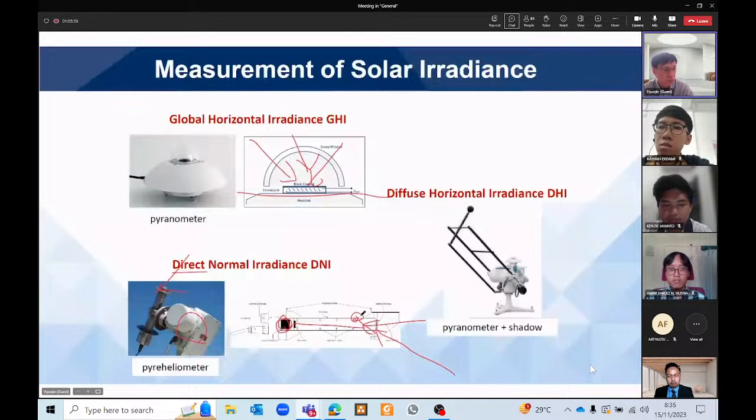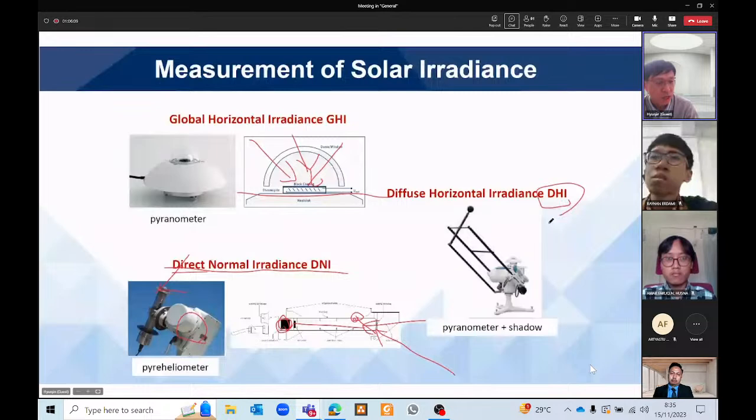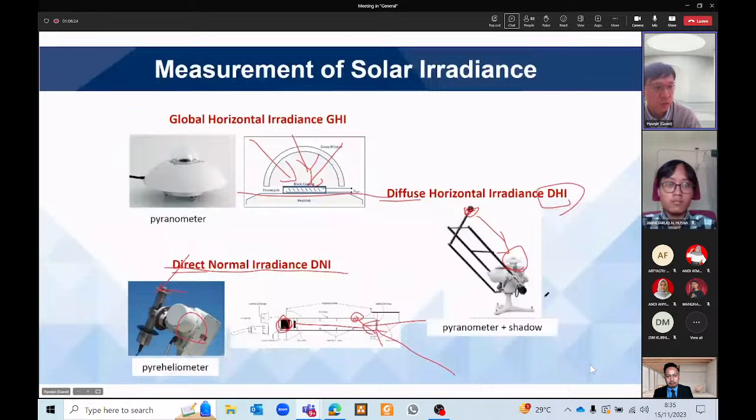How about DHI? I mentioned that it only measures the diffuse component. How? We must eliminate the direct component. Do you see the ball here? It tracks the sun. It always blocks the sun. Therefore, the direct component won't reach the sensor. Only the diffuse component will reach. So to measure DNI and DHI, we must have this kind of sun tracker, an accurate sun tracker. So this is an important one.